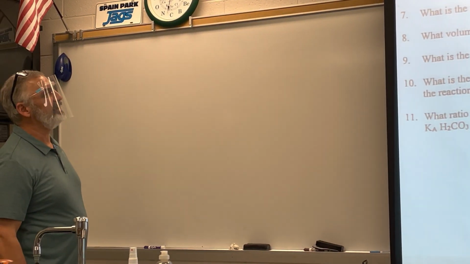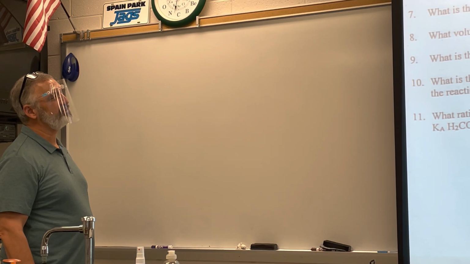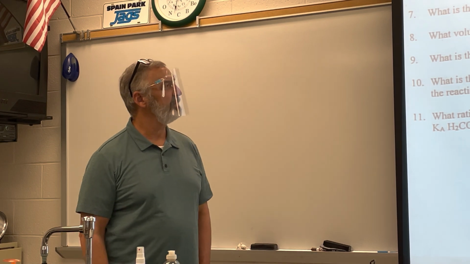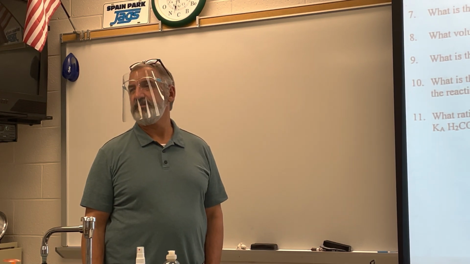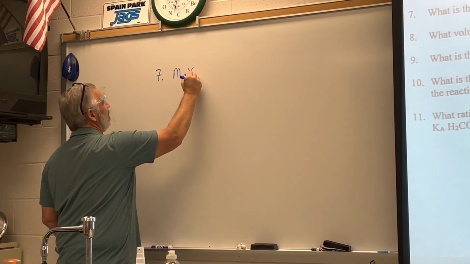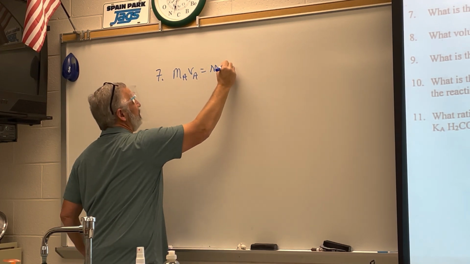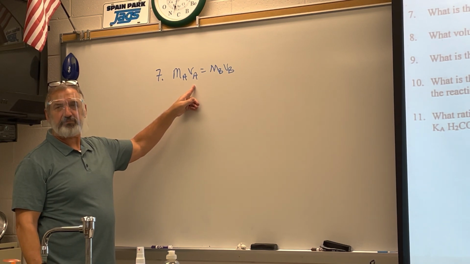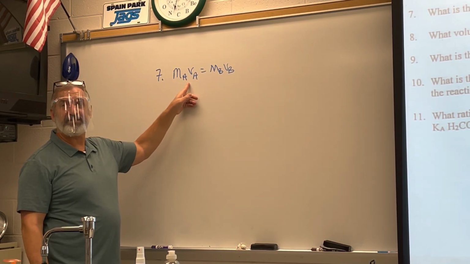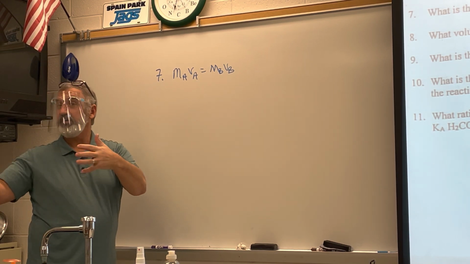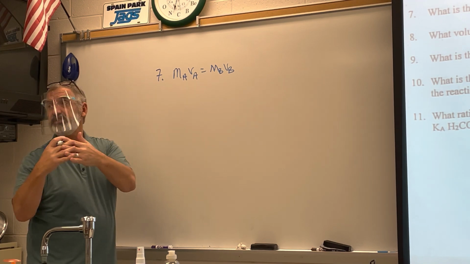All right, so what is the molarity of an HCl solution if 22.5 milliliters of 0.15 molar base neutralize 15 milliliters of the acid? How do I solve this? MAVA is equal to MBVB. Okay? So the molarity of the acid times the volume of the acid, what does that give you? What does molarity times volume give you? Moles, right? So that's giving moles of acid equals moles of base. That's the equivalence point. That's the neutral point. That's when moles of acid equals moles of base. That's when the titration is finished.